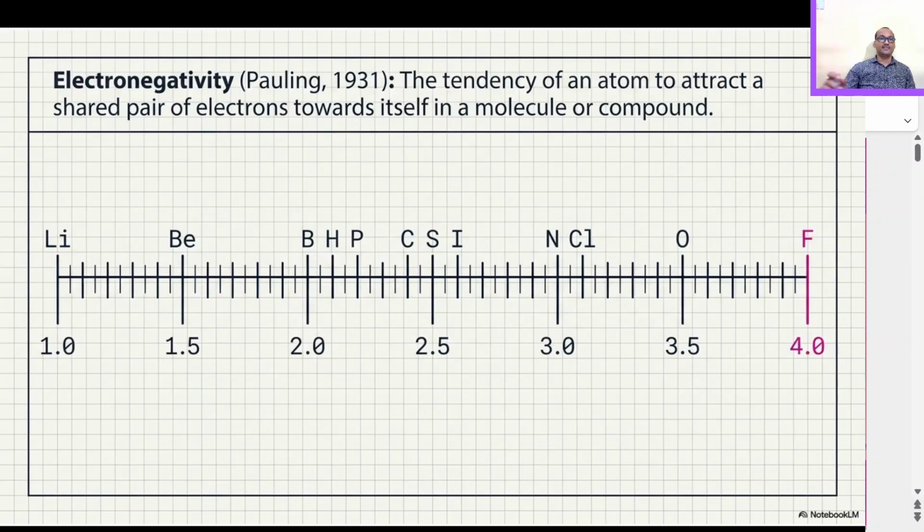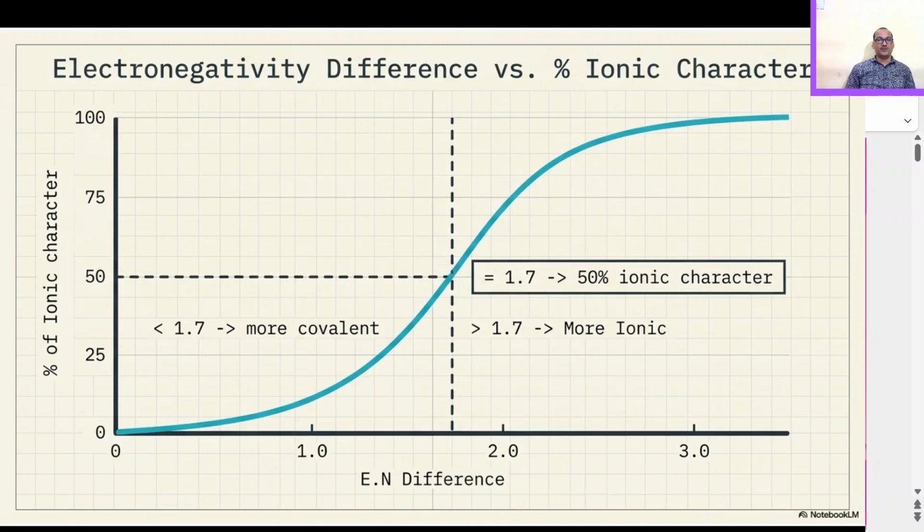As you can see, this is the electronegativity scale starting from lithium and ending with fluorine, the highest, at 4.0, oxygen 3.5, nitrogen and chlorine 3.0. If you plot the electronegativity difference between two elements against the percentage of their ionic character, then if the difference is 1.7, that molecule has 15% ionic character. If its value is greater than 1.7, it has more ionic character. If it is less than 1.7, it has more covalent character.